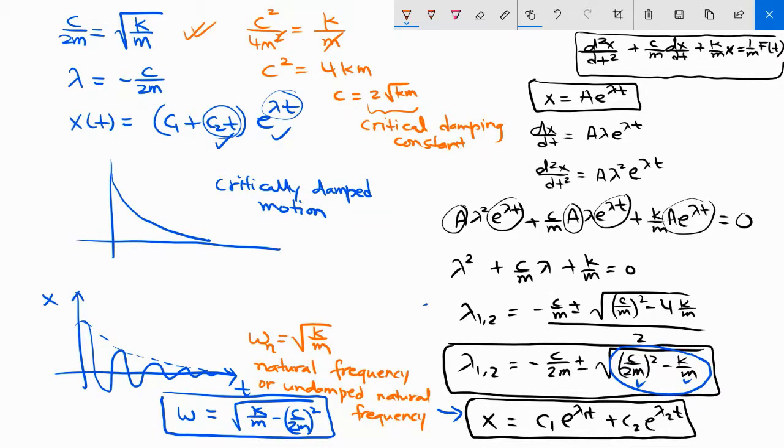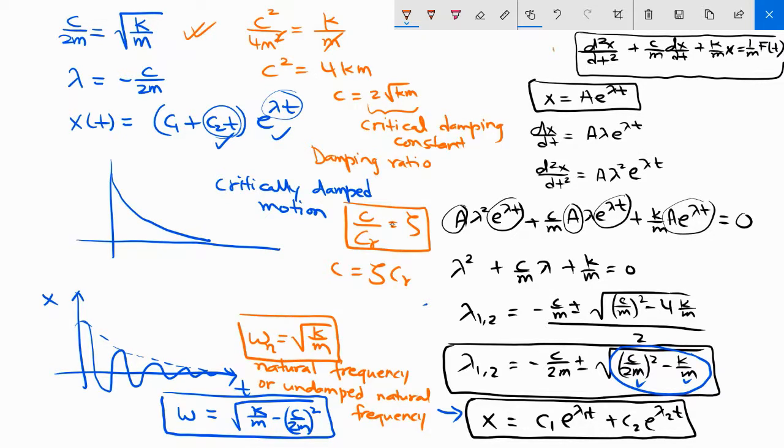And what is the advantage? Now we can define a damping ratio, which is the ratio of any damping constant or damping coefficient to the critical damping constant. So c divided by c_cr is equal to the damping ratio. So I can write any damping coefficient equals the damping ratio times the critical damping constant. Both this damping ratio and natural frequency can now be used to rewrite the second order differential equation.